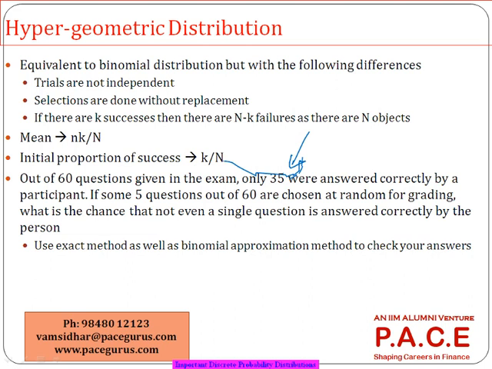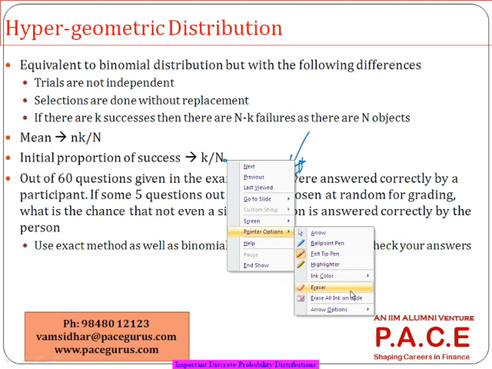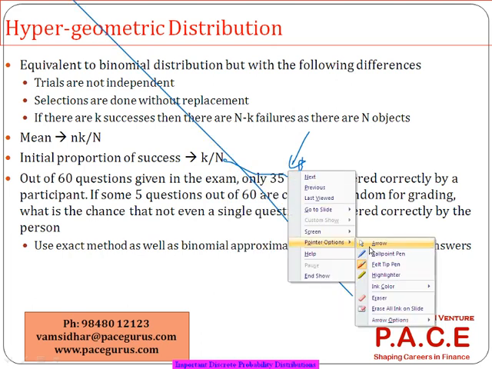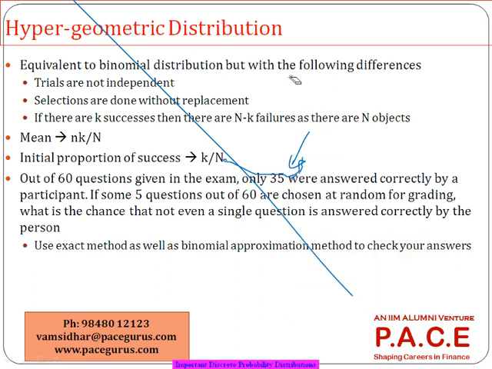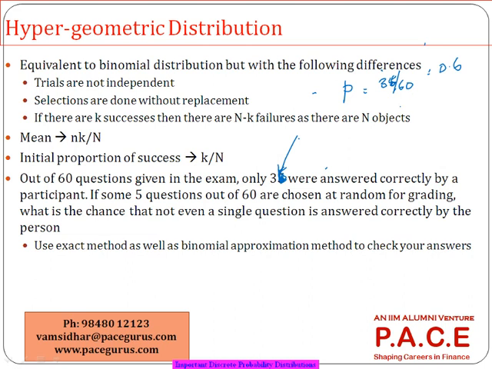So there are two ways we can do it. One, we can use what is called a binomial approximation mechanism, because this is looking more like a binomial distribution. People talk about using a binomial approximation method for that. What people say here is, you take the probability of success from the available information, 35 by 60. Or for simplicity, let me make this 36. 36 questions are answered correctly. So 36 by 60. People say you can take your probability of success directly from the original information that you have. The probability of failure is 0.4.